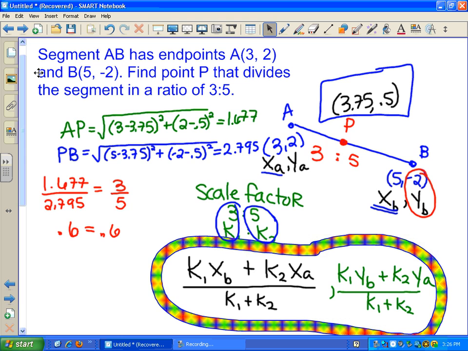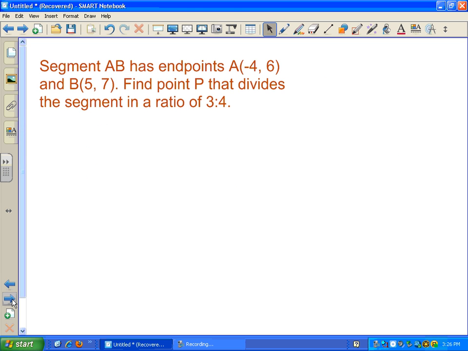Let's take a look at another one. I want you to try this. Segment AB has endpoints A (-4, 6) and B (5, 7), and I want you to find point P that divides the segment in a ratio of 3 to 4. So this is your practice time. Go ahead and pause the video, and when you have your solution, come back and let's see how you did.